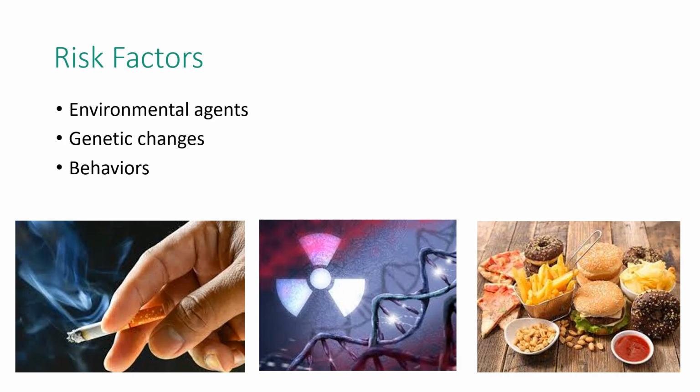Okay, up to this point, we spent a lot of time talking about what cancer does and how it behaves. Now we need to talk about why it happens in the first place. And that brings us to risk factors. Broadly speaking, cancer risk falls into three buckets: environmental agents, genetic changes, and behaviors. And yes, these overlap more than you'd think. Cancer is nothing if not an overachiever.